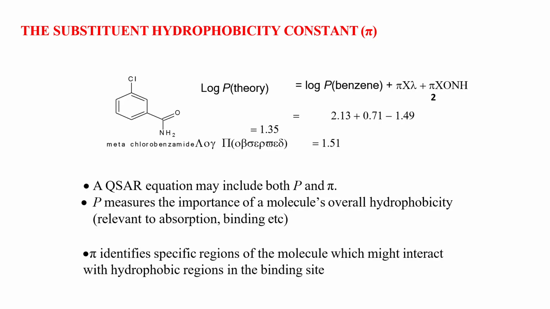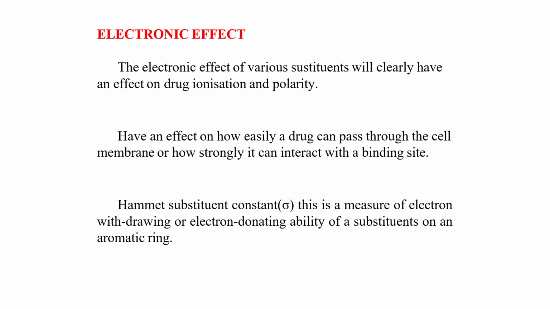So the log P theory: log P of benzene plus pi X for chlorine plus pi X for CONH2, the value obtained is 1.57, for meta-chlorobenzamide. A QSAR equation may include both P and pi. The measure of the molecule's overall hydrophobicity is relevant to absorption, binding, etc. So pi identifies the specific region of the molecule which might interact with hydrophobic regions in the binding site.